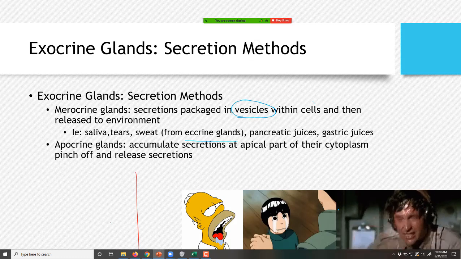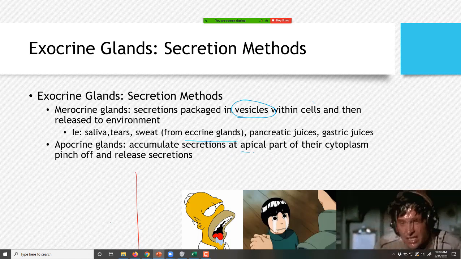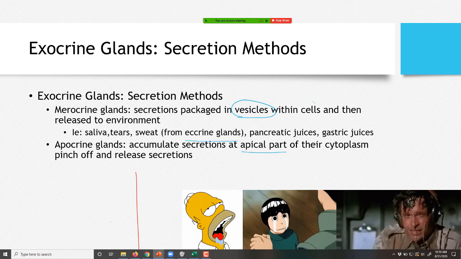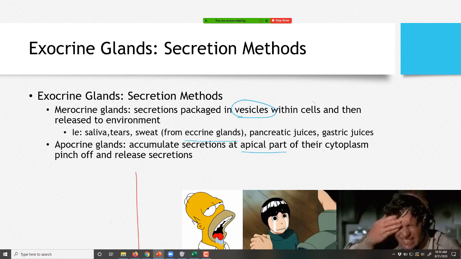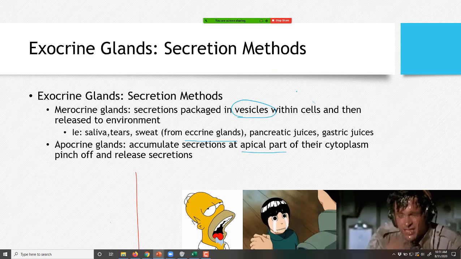And then there's these apocrine glands. The apocrine glands are slightly different. They still release secretions, but they release it at the apical portion of the cell. What does apical mean again? It means the top of the cell. Yeah, the top surface. Very good. Okay, and they're going to pinch off from the top and release it.